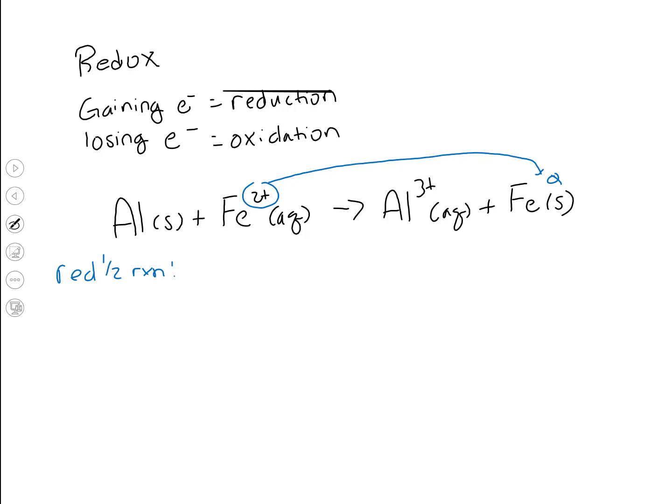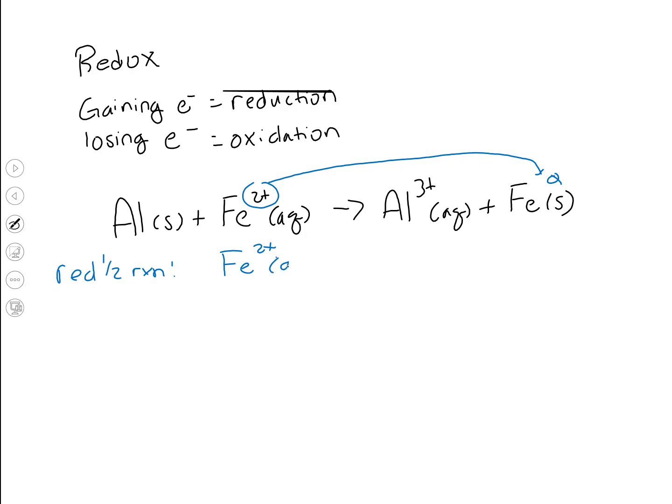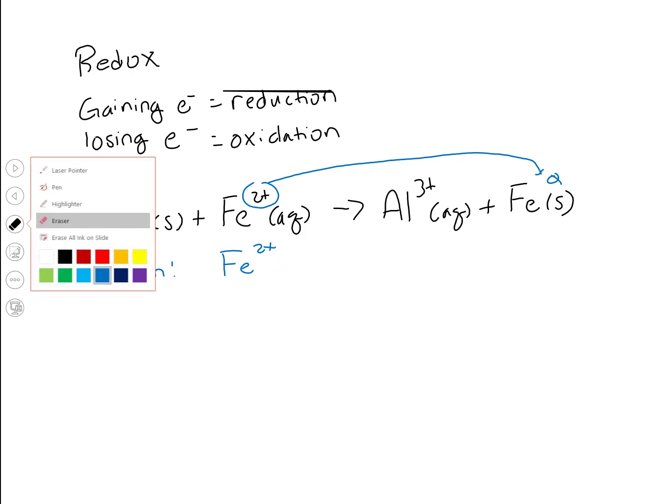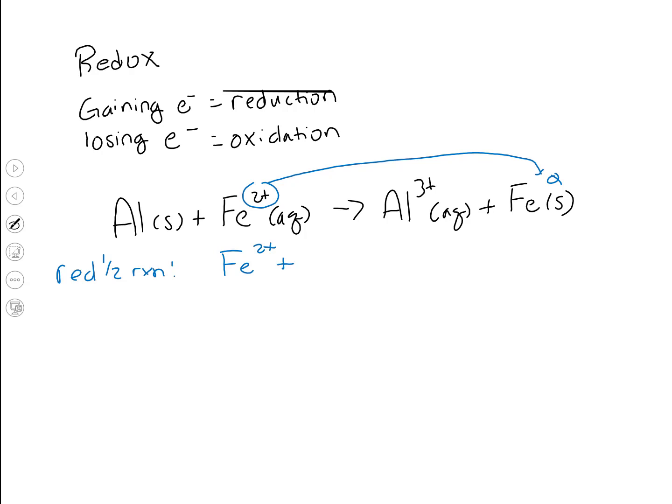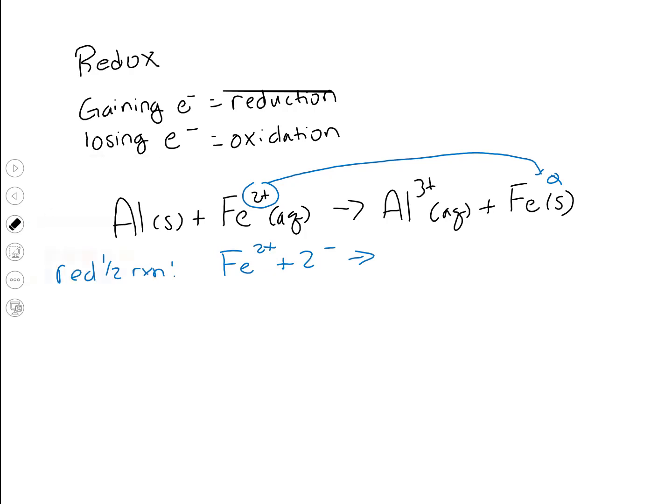The reduction half reaction would be iron 2+ gains 2 electrons. Now, we're just going to ignore the states of matter for now. We'll put them back in at the end. Iron 2+ plus 2 electrons becomes iron with no charge. So that is your reduction half reaction.